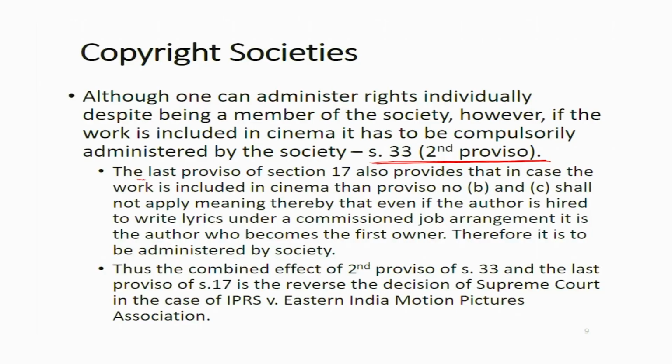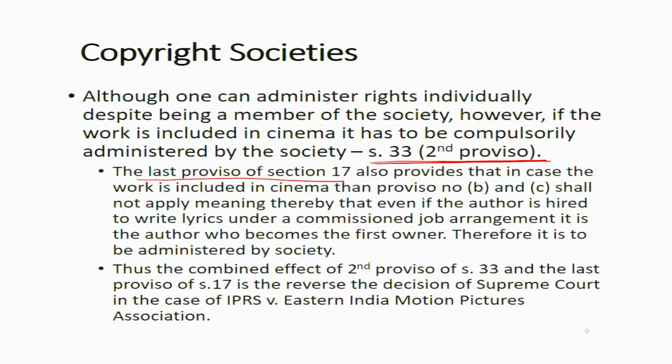We will have to understand it in the light of a proviso which has been added in section 17. I mentioned it while discussing ownership. Section 17 says the author is the first owner, and then there are many exceptions. There are many instances where the author does not become the first owner. For example, if I am doing something under a contract of service, I am the author, not the owner. If I am doing something under a contract of employment, I am only the author, not the owner. If I am creating something under a commission job arrangement, I am only the author, not the owner. But the last proviso of section 17 says, if the work in question is included in cinema, then provisos B and C will not apply. That means, even if the work is created under a commission job arrangement, the author will become the first owner.